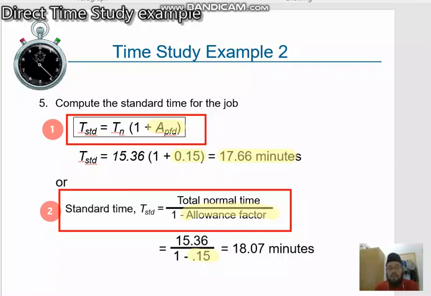So in conclusion on this session, we can see how from the observation time, we can calculate the normal time using the performance rating. From the normal time, we can calculate the standard time using the allowance factor.